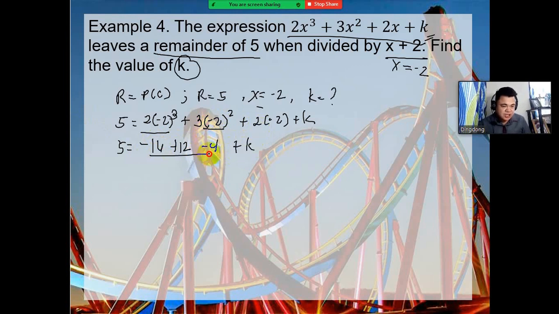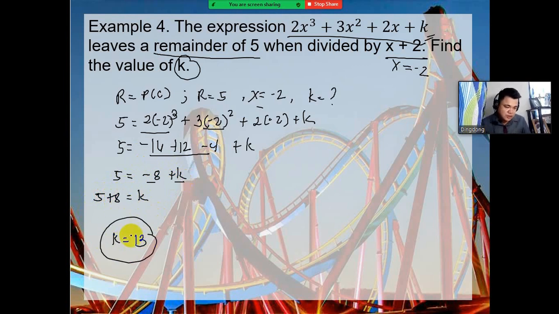Then the next thing is we need to combine the similar terms, bring down 5. Negative 16 plus 12 minus 4 is negative 8 plus k. Then we need to isolate k by removing negative 8 and get its opposite. So it's now 5 plus 8 equals k. Then simplify, your k will be equal to 5 plus 8, which is 13. As simple as that. So if you are already familiar with the steps in solving for one of the coefficients or the constant itself, you can actually follow the process, and this is very simple. That's it for remainder theorem.